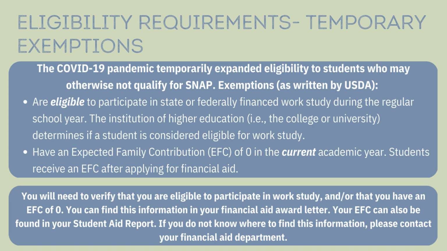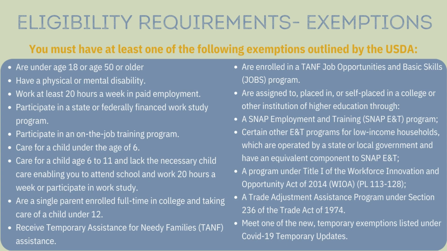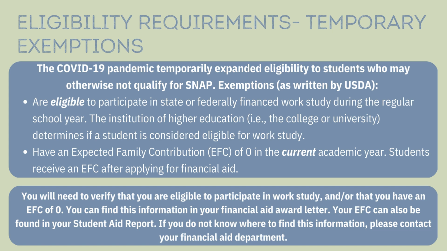If you qualify in one of these other items on this previous slide, you don't need to worry about applying as quickly. But if you only meet one of these two new temporary exemptions, you want to apply as soon as possible so that you make sure that you get benefits for the next year. Because like I said, come June 9th, these will not be existing anymore, and you won't be able to be eligible unless you qualify under one of these other exemptions.